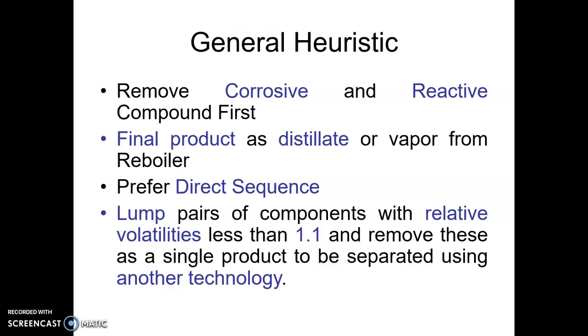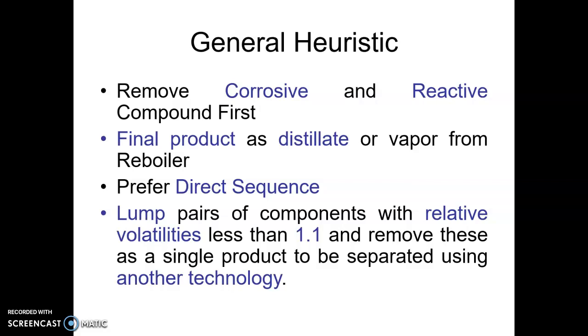That means if your separation is difficult, consider that mixture as one species, one pair, and take it to the last. Don't separate them in the presence of other species. First, separate all other species and keep this most difficult separation to the last, so that your energy would be saved. And this can be separated using extractive distillation or azeotropic distillation or pressure swing distillation.